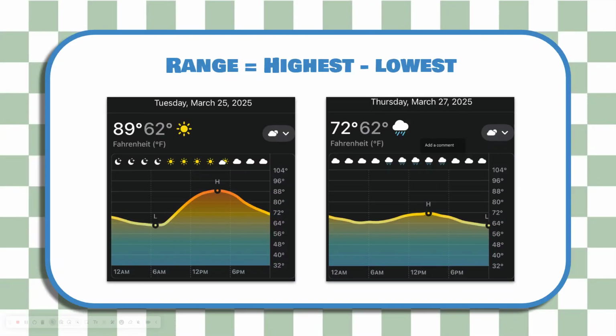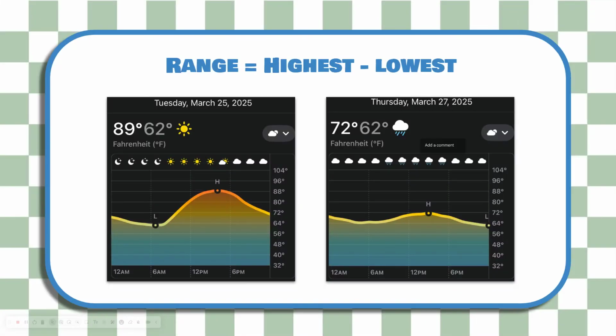So think about which of those days had a bigger range. That would be Tuesday, right? If you just think about it, it makes sense. But also, if you look at the graph, it's a wider gap. The temperature was pretty hot and then it got pretty cool. Whereas Thursday had a smaller range. It stayed within 10 degrees throughout the entire day.